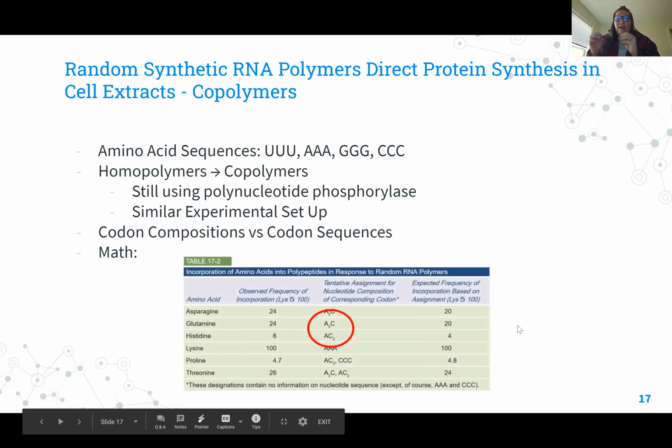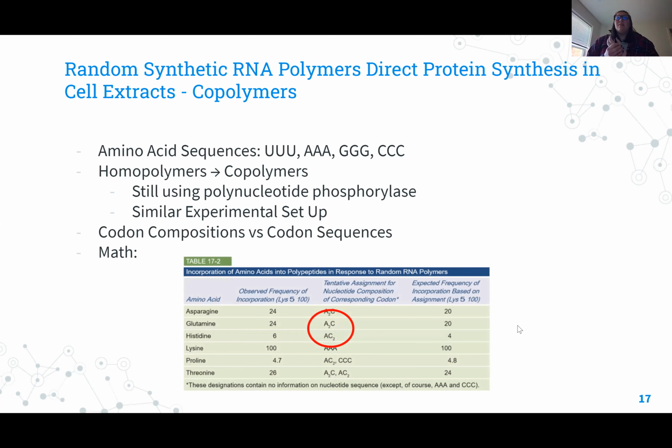You'll see that you have A subscript C in their results because this is due to the fact that polynucleotide phosphorylase polymerizes NDP randomly. You cannot assign codon sequences, only codon composition. So if you think back to that original slide, which had the 3 steps, this is step 2, the codon compositions. We're starting to see mixing of letters, those A's, C's, U's, and G's, but we're not really sure.